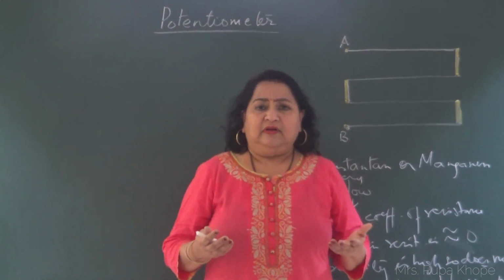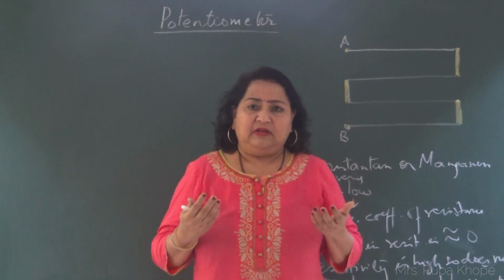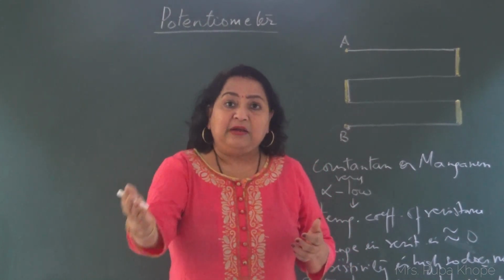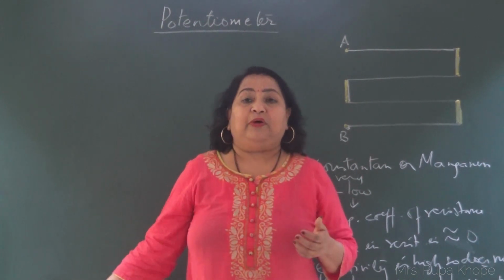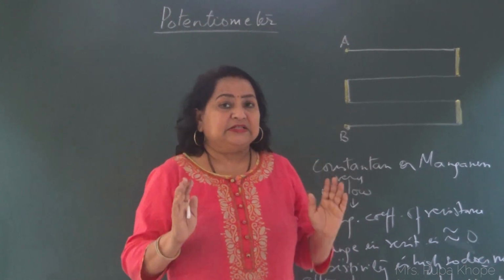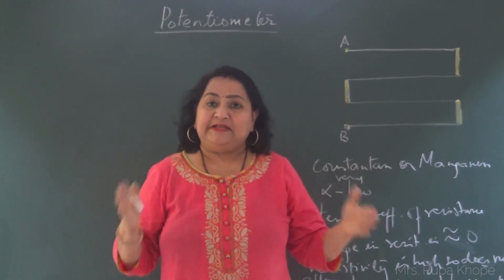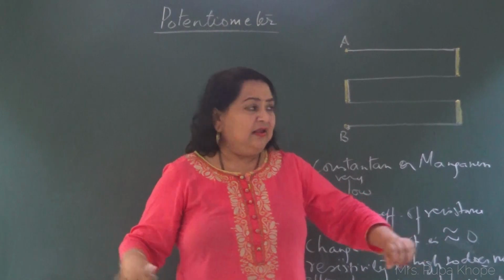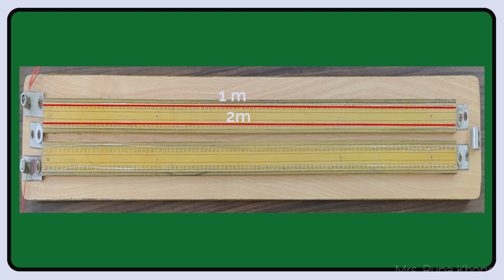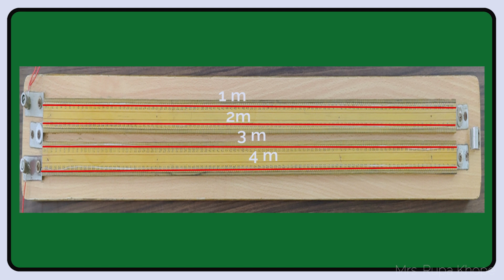It is a wire of a few meters length, maximum up to 10 meters. But you cannot take a 10 meter or a 5 meter length wire, as it will occupy space in the laboratory. So it is constructed in such a way that space is saved. There is a wooden plank on which the wire is fixed. This is a wire: 1 meter, 2 meter, 3 meter and 4 meter. So AB is a wire.